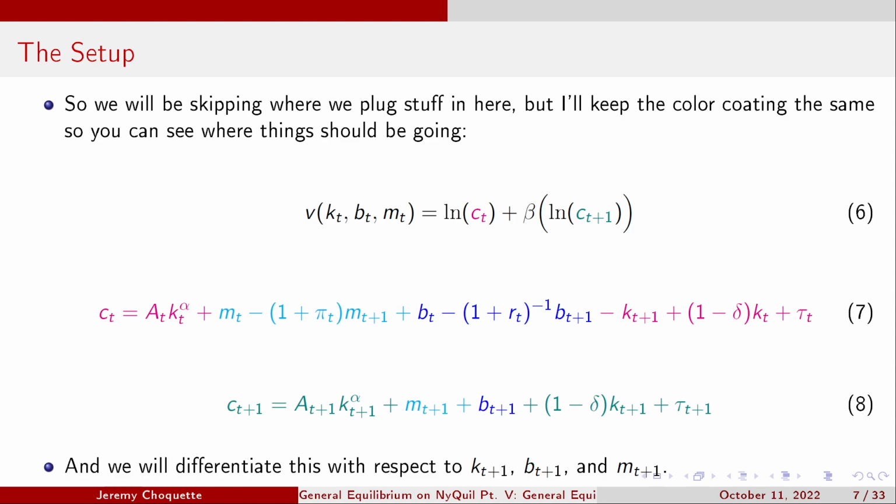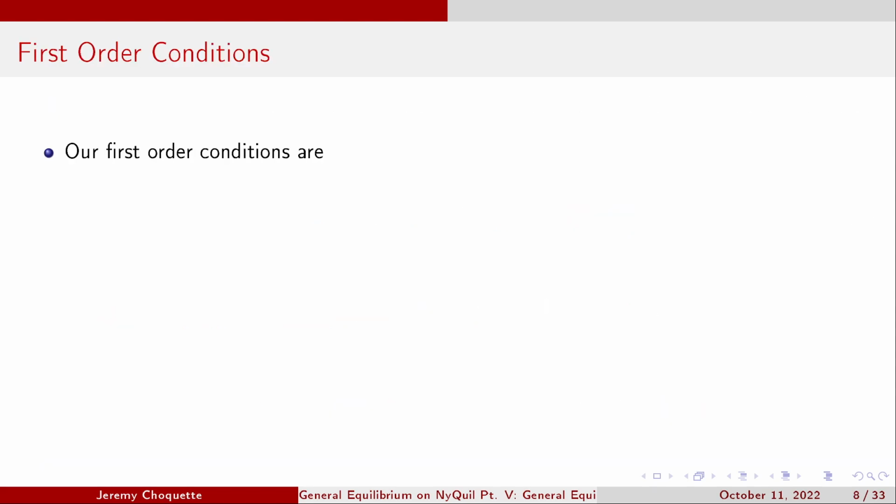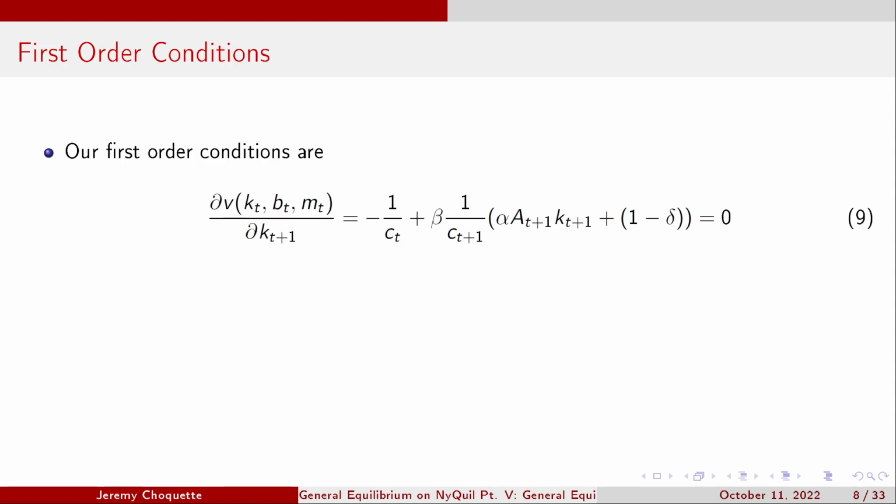Now we're going to be differentiating equation 6 with respect to KT plus 1, BT plus 1, and MT plus 1. So we're going to have a couple extra derivatives here. The first order conditions we get: when I take the derivative of that utility function with respect to KT plus 1, I get this right here, equation 9. I get negative 1 over CT plus beta times 1 over CT plus 1 times the marginal product of capital less depreciation. So this thing right here that you've seen is no different than the Euler equation that you saw in the previous models.